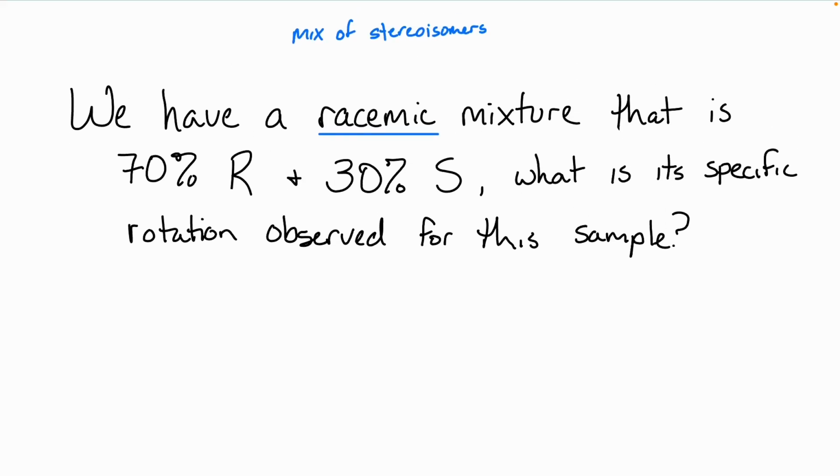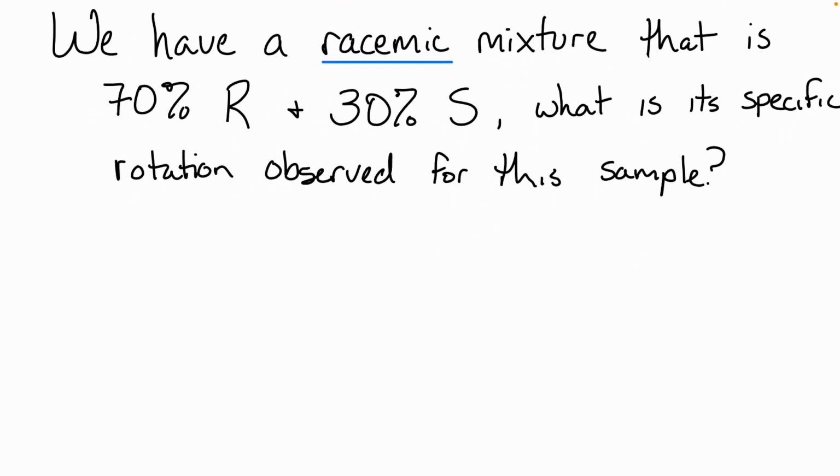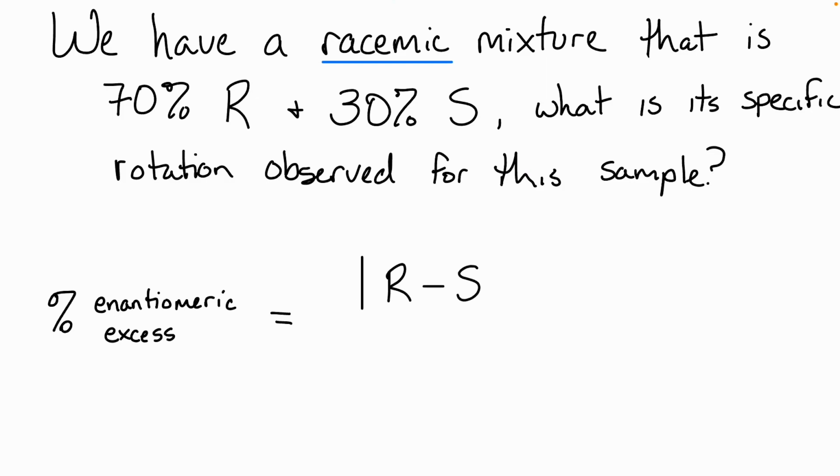All right, so in order to figure this out, we have to first define what's called the percent enantiomeric excess. This is the absolute value of the amount of R minus S stereoisomer divided by the absolute value of the R plus S stereoisomer. Okay, so everybody take a second and calculate our enantiomeric excess for this mixture here. Oh, times 100 percent.